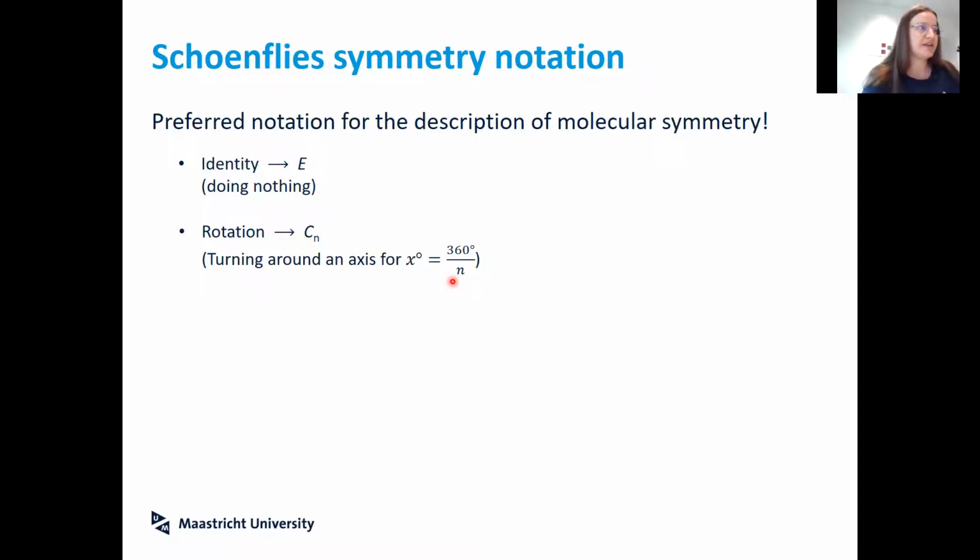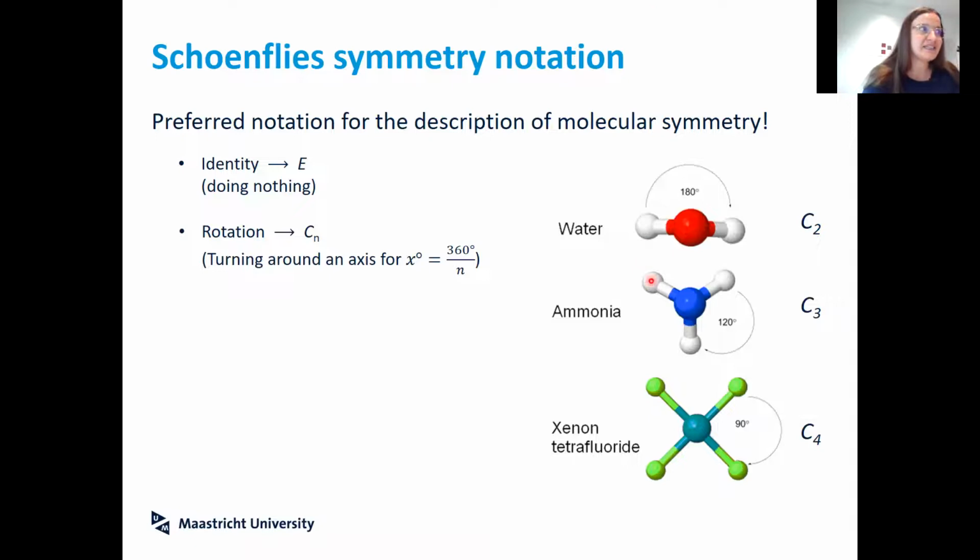So if it's a 180 degree rotation, then the axis is a C2. If it's a 120 degree rotation, so 360 divided by 3, then the axis is a C3. If you have a 90 degree rotation, so 360 divided by 4, the axis is a C4.